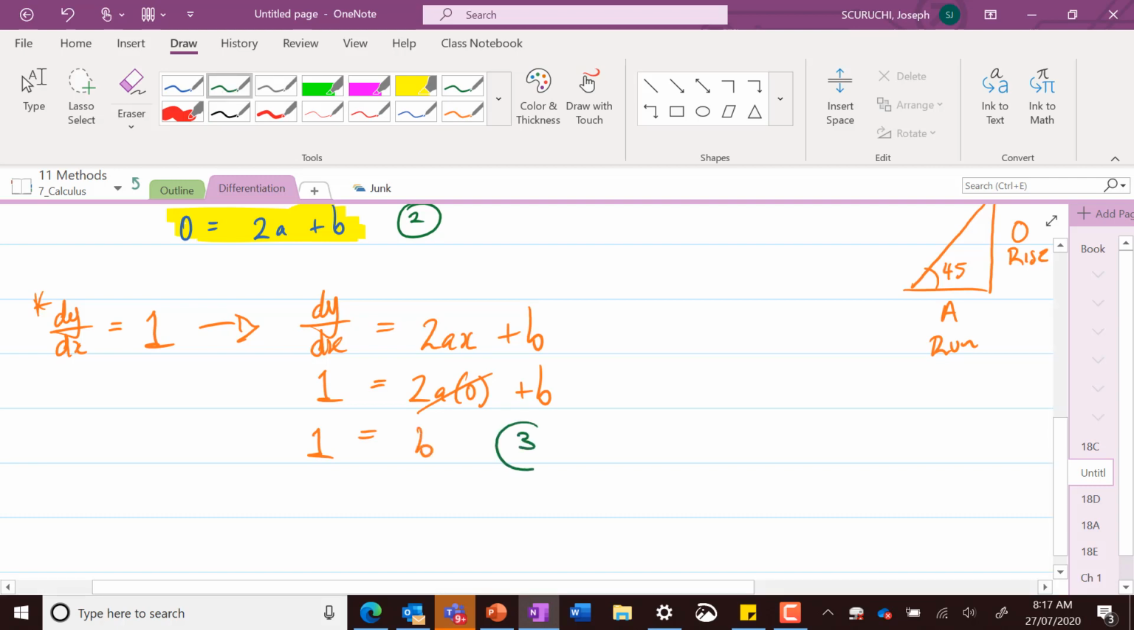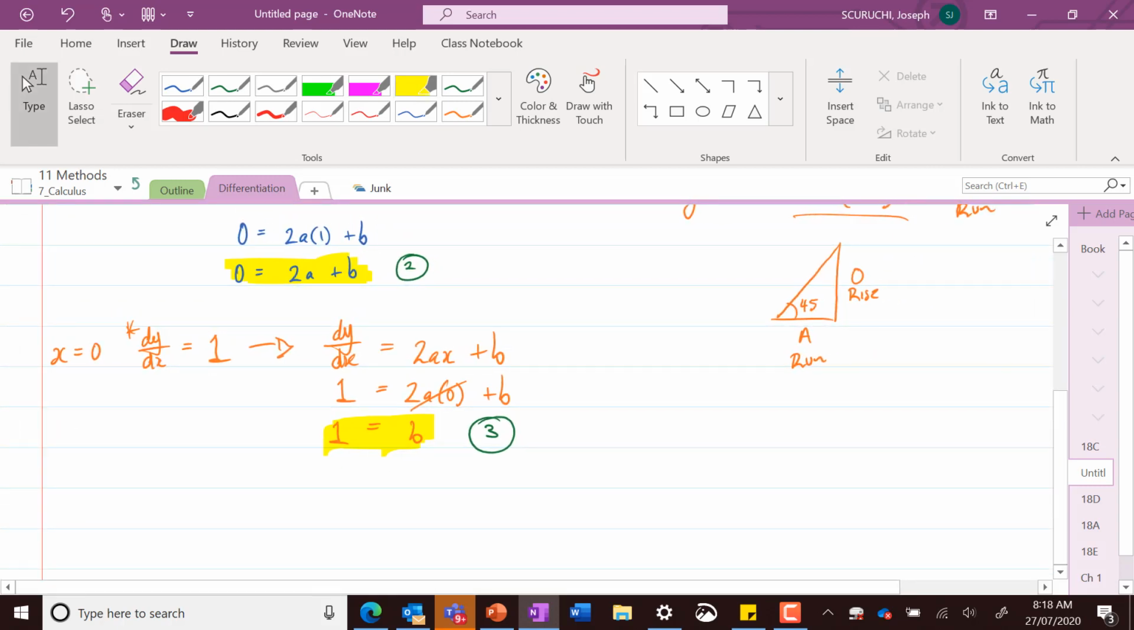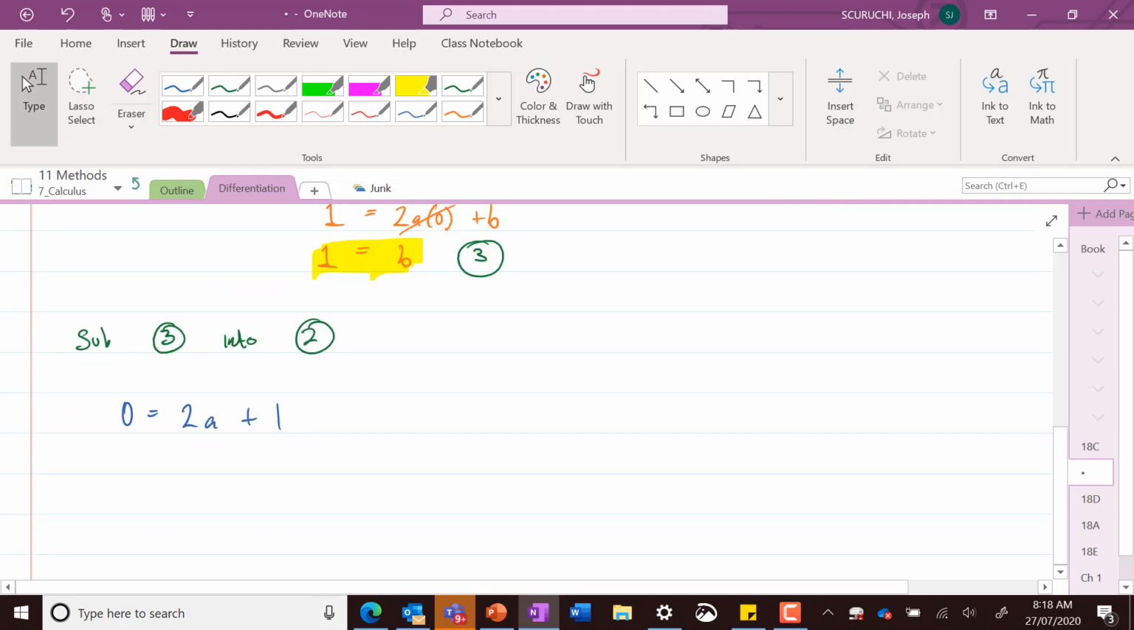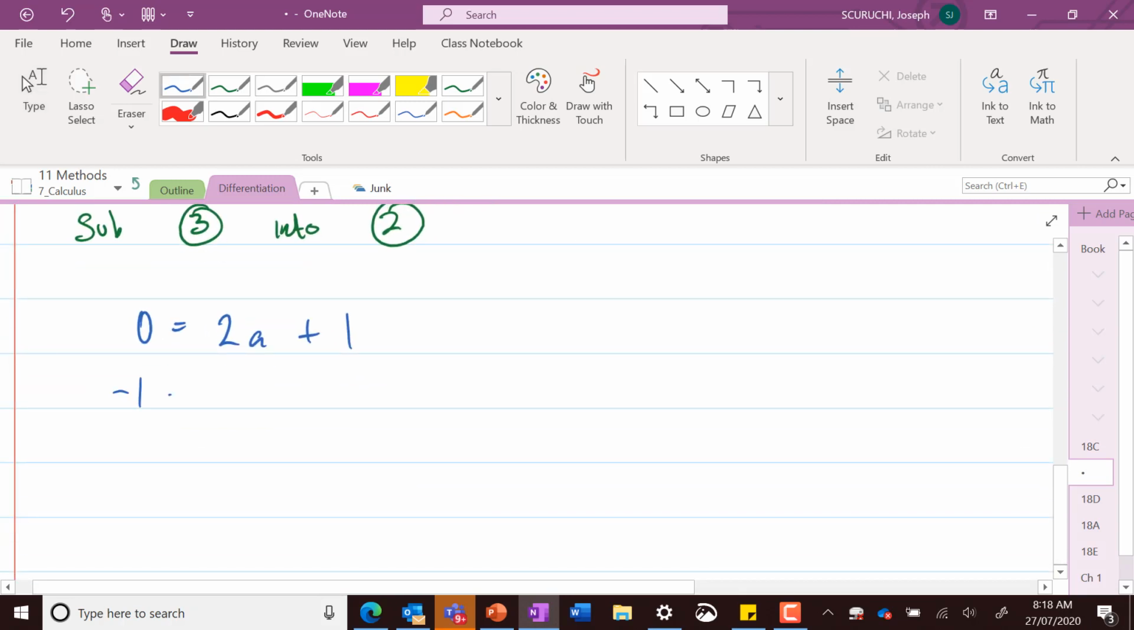Wow, that is really, really useful information. That's going to make this question a whole lot easier. I'm so happy right now. Okay, so if b is 1, then what we can do now is say sub 3 into 2. So I'm going to take my second thing right here, which is 0 equals 2a plus, now instead of writing b, I can write 1. And then I can solve this. This is going to be negative 1 over here, 2a, therefore, a is going to be negative a half.